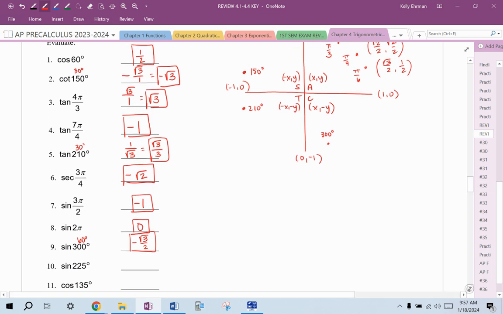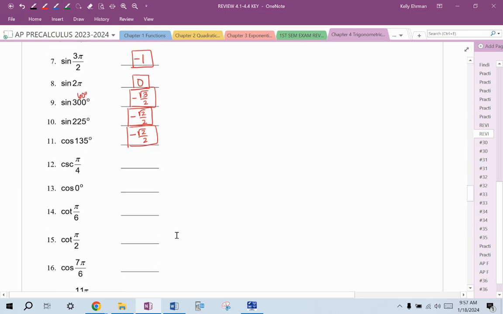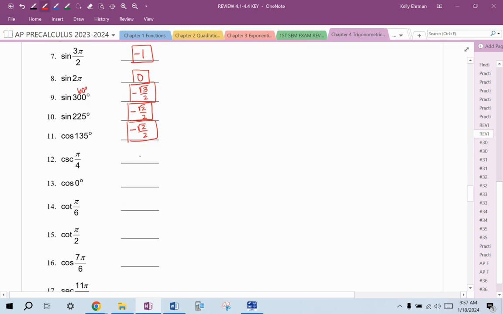Sine of 225, so sine of 45 is radical 2 over 2. 225 is in quadrant 3, so make it negative. Cosine of 45 is also radical 2 over 2. 135 is in quadrant 2, so make it negative. Cosecant of pi over 4, again, I have secant and cosecant memorized. The reciprocal of radical 2 over 2 is radical 2, and you're in quadrant 1.